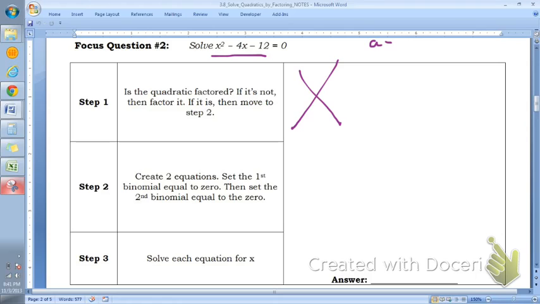Your a value is the 1, your b value is the negative 4, and your c value is the negative 12. So we put b over c, negative 4, or c over b, my bad. Negative 12 over negative 4.